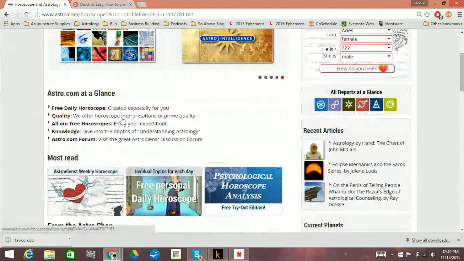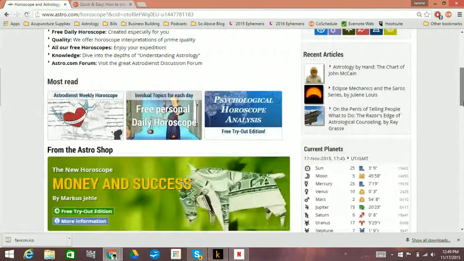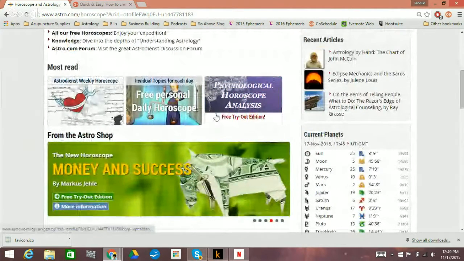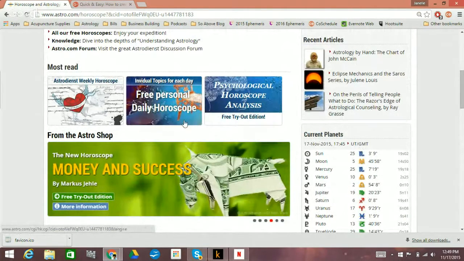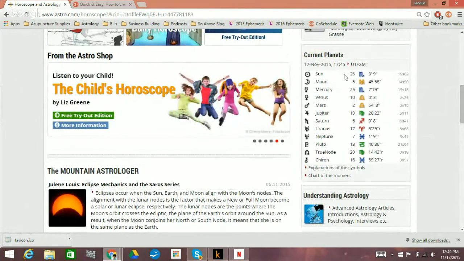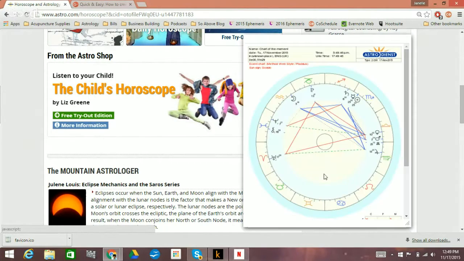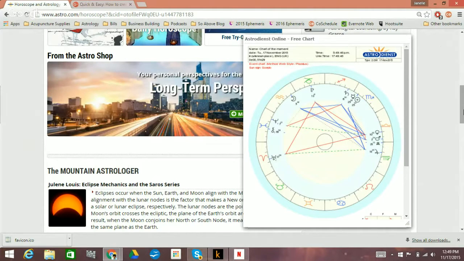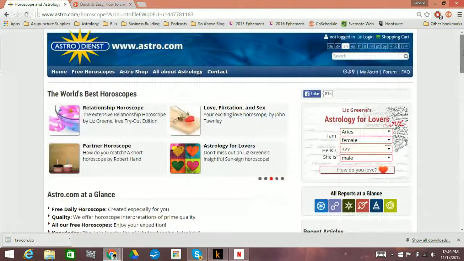You've got some free daily horoscopes, some other chart generators that you can use for your own self and read up about your own personality, like money and success. They show you all the different planets where they are in the sky right now. I actually use this when I'm doing Sky by Jai in the morning, because it shows you exactly where the planets are in the sky. But anyway, for us, we need to create an account, which is pretty easy.